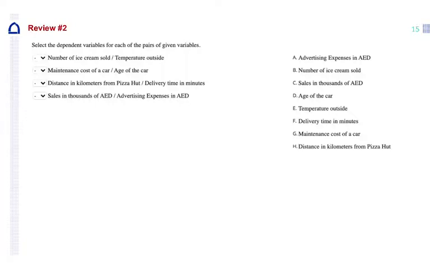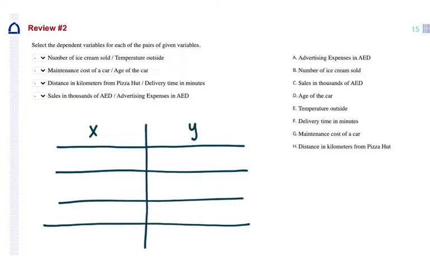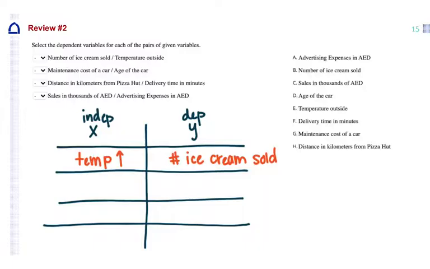It says, select the dependent variables for each of the pairs. So what I'm going to do, because sometimes it might ask you the independent variables, is for each of these 4 examples, decide. So remember, X is your independent, Y is your dependent variable. So number of ice cream sold and temperature outside. I predict that the temperature would affect the number of ice creams sold. I predict, just using my own logic, that as the temperature goes up, they would sell more ice cream. And by the way, when you have X going up and Y going up at the same time, that would be a positive linear relationship.